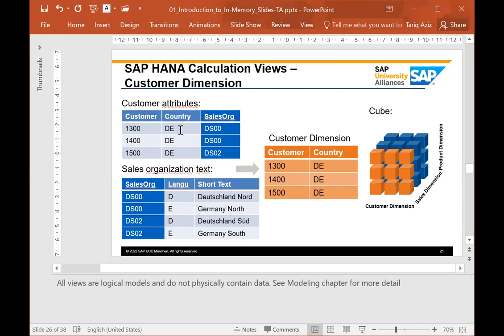Do you see any number that you can use for calculation? You will never find any number that you can use for calculation in the dimension view. In any dimension, you will never find a column that has a number and you can do the calculation. Is that clear? You may have a column which has a number, but you will never be able to use it in calculation.